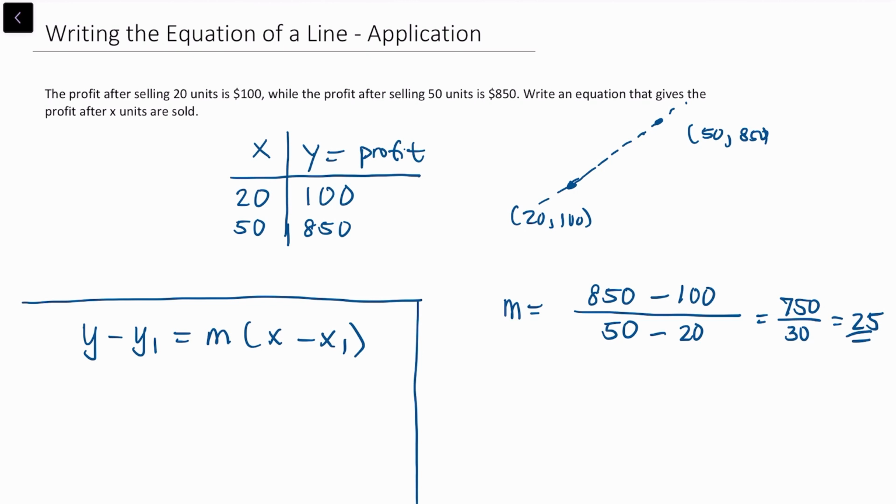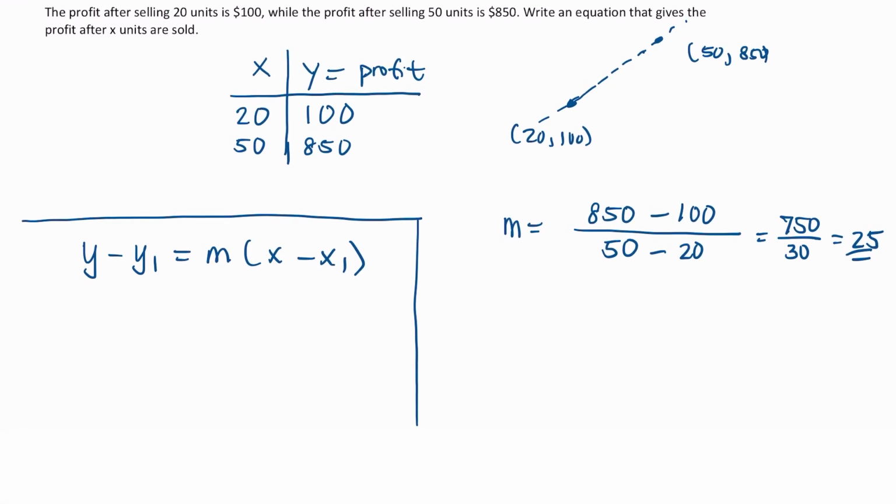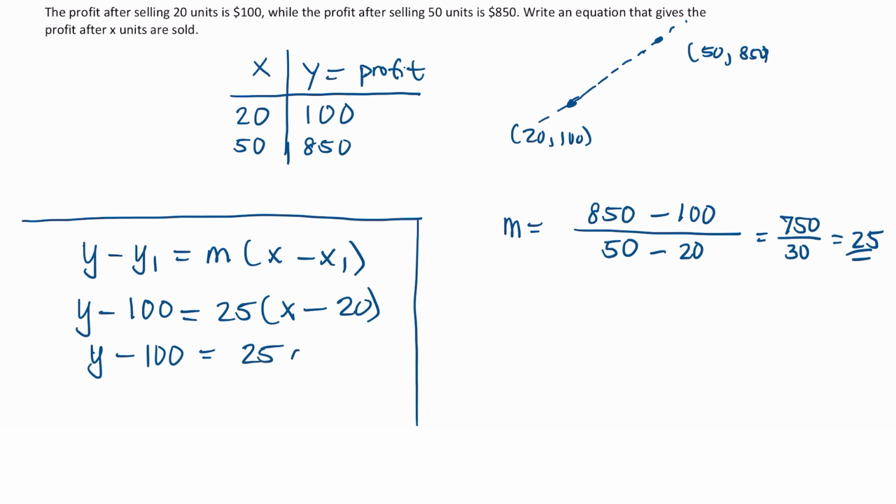Now remember, it doesn't matter which point you use when you're going to write the equation of your line, because the slope is what pulls them together. So we're going to use the easier numbers. I like 20 and 100 for x1 and y1. So we're going to say y minus 100 equals 25 times x minus 20, which means y minus 100 is equal to 25x minus 500.